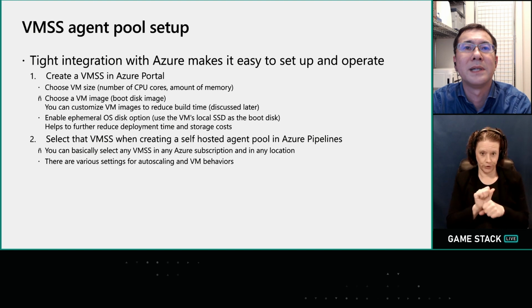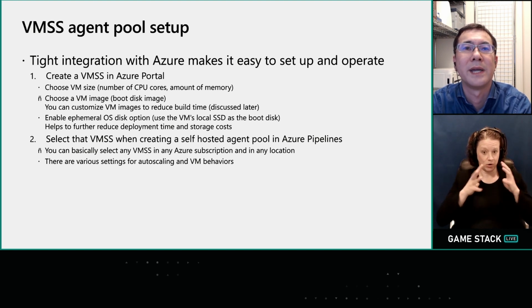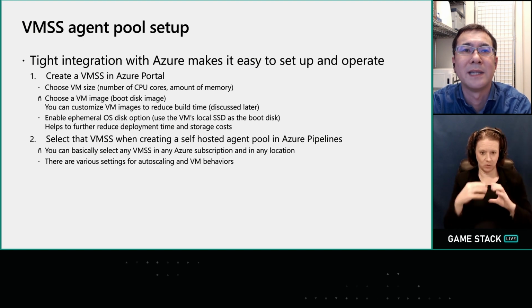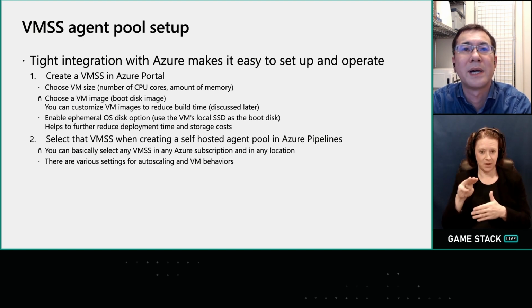The setup is very easy, thanks to the tight integration with Azure. You just have to create a VMSS resource in Azure portal, then create a self-hosted agent pool in Azure Pipelines, and select a VMSS you created. You can customize the VMSS settings, including size, base images, and other features like ephemeral OS disk. I will discuss virtual machine image customization later in this presentation.